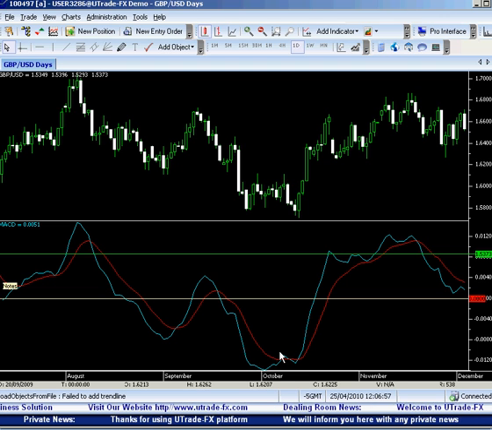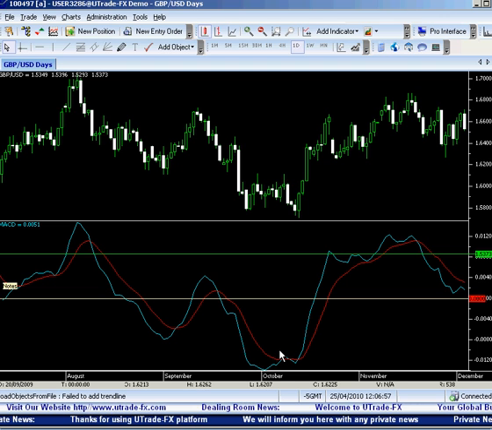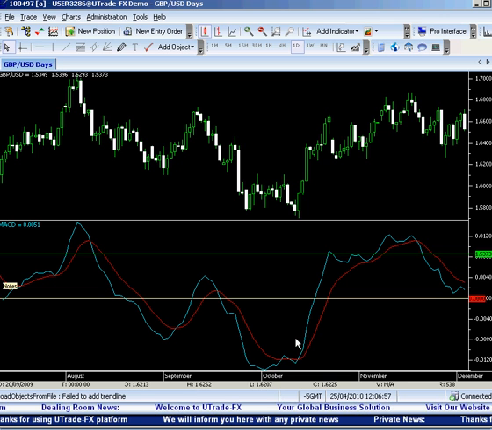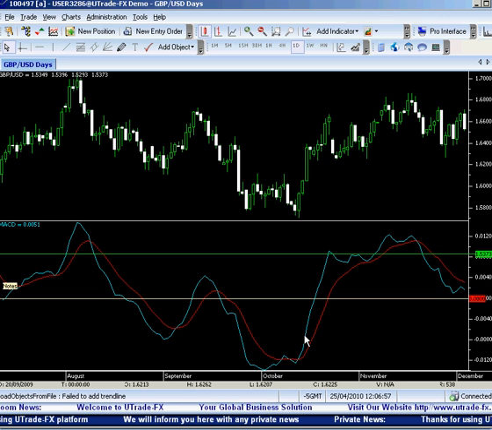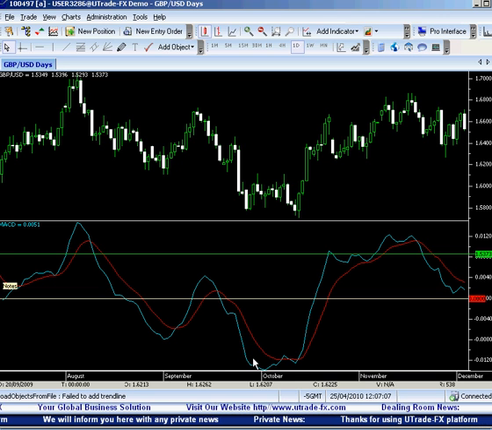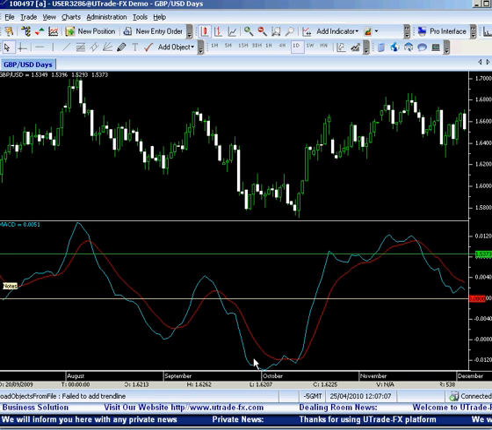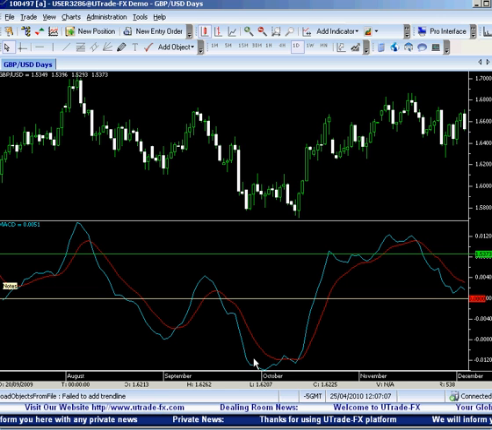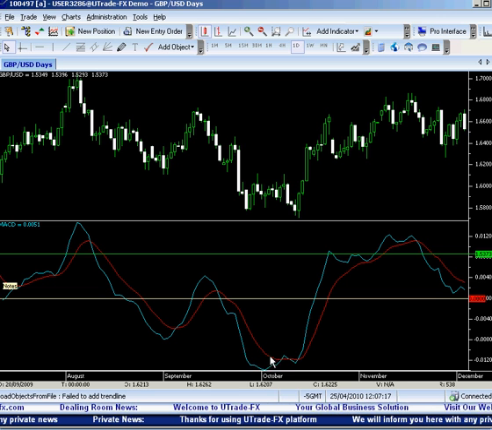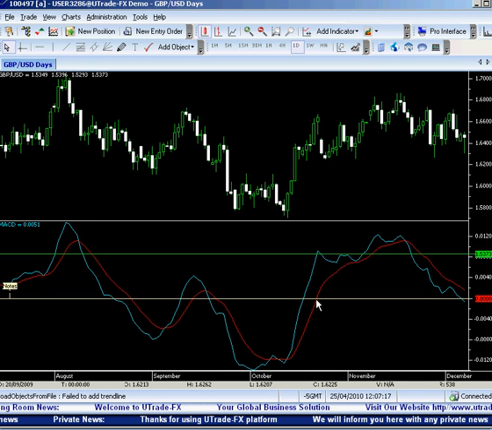There are three ways to identify a bullish market using the MACD, and three ways to identify a bearish market. First of all, we have a positive divergence, then we have a bullish moving average crossover and a bullish center line crossover. First of all, I'll start talking about the center line crossover.